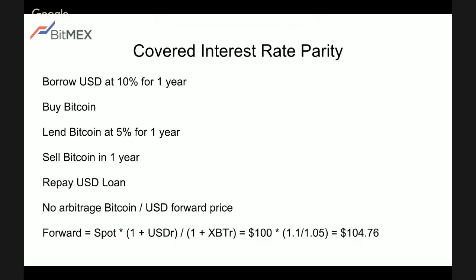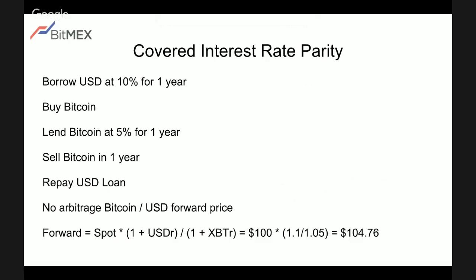So let's assume that you go to your bank and you borrow US dollars for 1 year at 10%. You take those borrowed US dollars and you go buy Bitcoin on a spot basis. You now are short US dollars, you have a loan to pay back in 1 year, and you're long Bitcoin that you have to do something with for 1 year. Hopefully the price goes up, or maybe you have other plans for that Bitcoin.